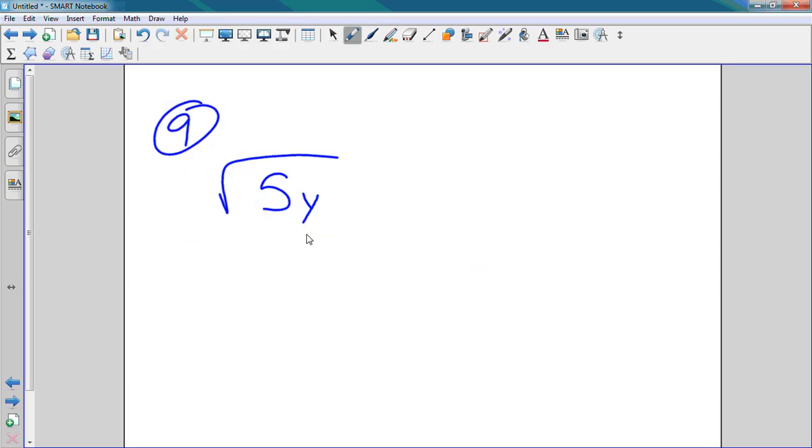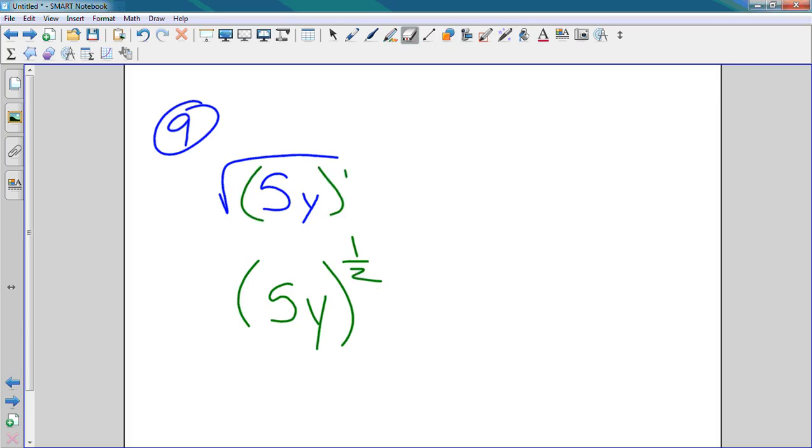Number 9. How do I write this one with a fractional exponent or rational exponent? Elena. I want to write 5y with a rational or a fraction exponent. What does that mean? 5y to the what power? To the 1/2. Because it's a square root and this is just a 1. Right? This one just has a 1 and this is a square, so it's 1/2. Okay?